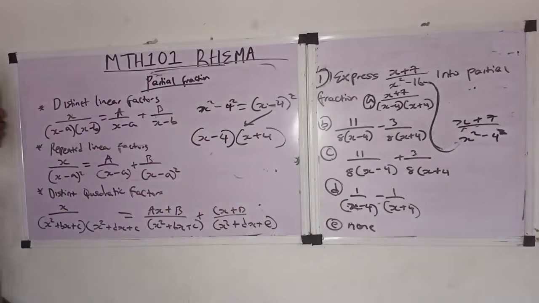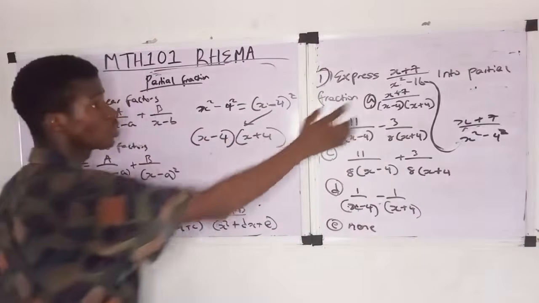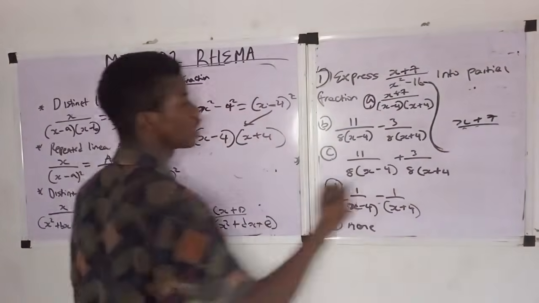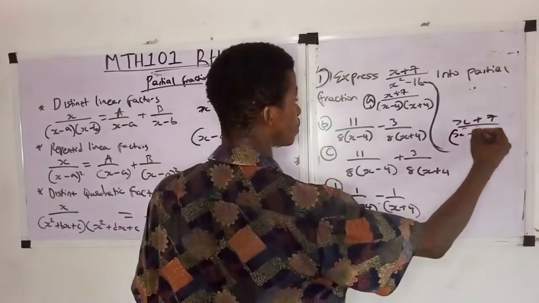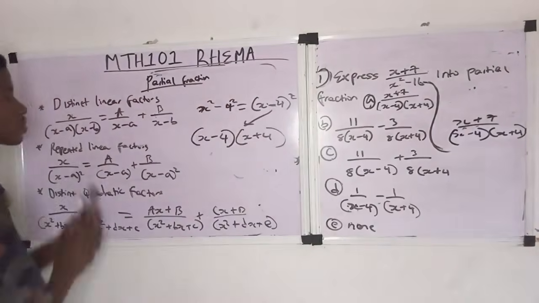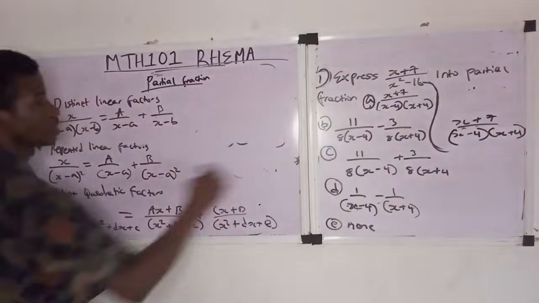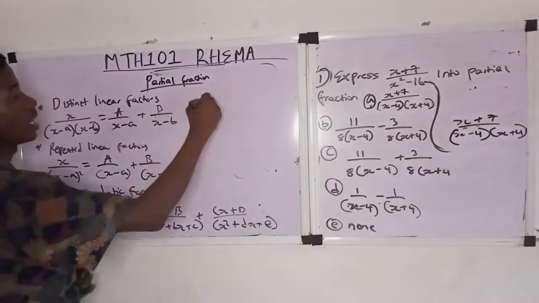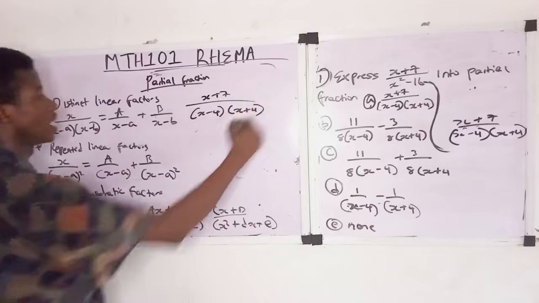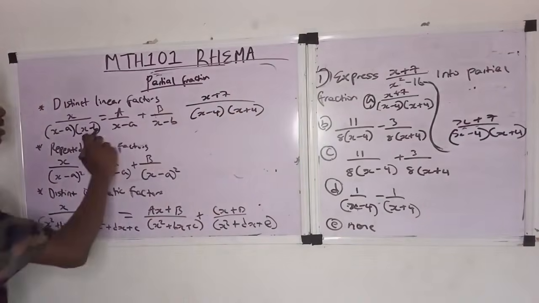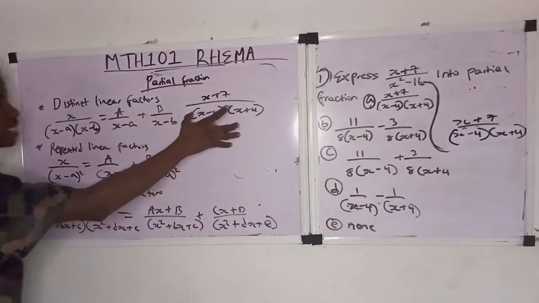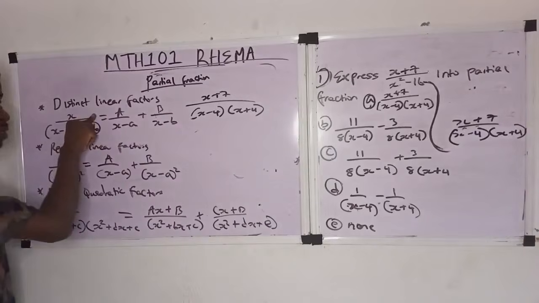So everything here is still something as this. So everything here will be s minus 4 then s plus 4, right? So therefore our partial fraction is s plus 7 divide s minus 4 then s plus 4, right? Now if you look at this and this, this one is under this linear factor, right?